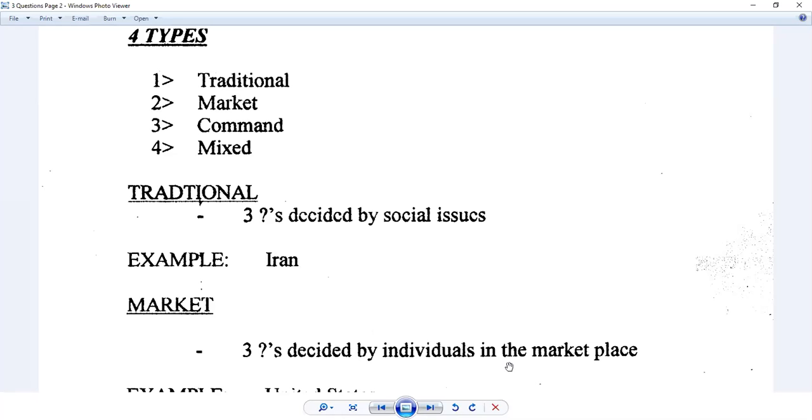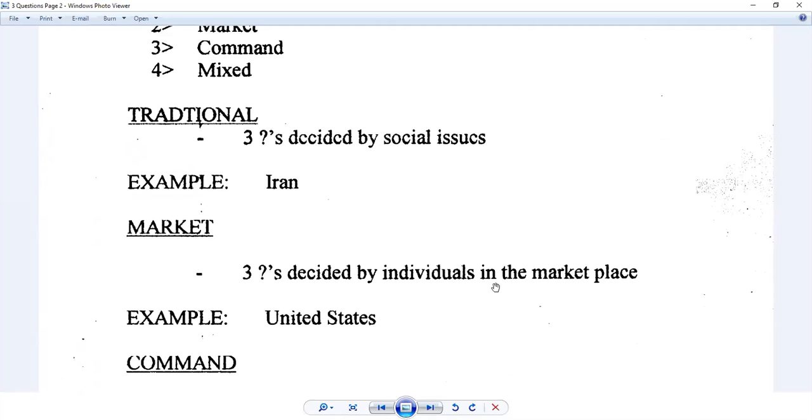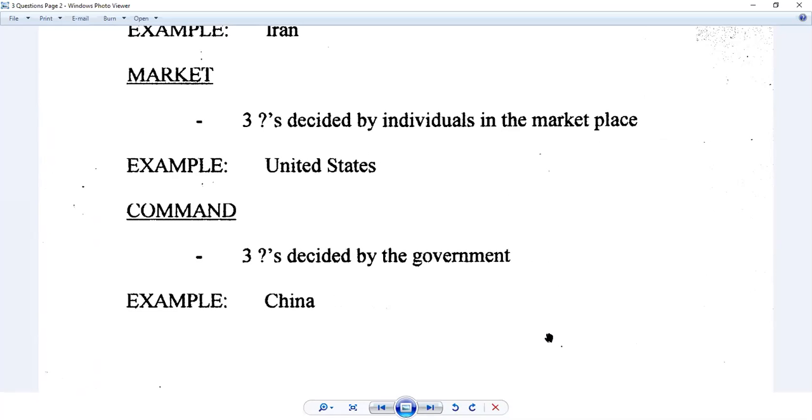So when we look at a market economy, something similar to what you find in the United States, Singapore, even the Chinese province of Hong Kong, generally the three questions are decided by individuals in the marketplace. Individuals decide who, what, how, and for whom, basically. In a command or centrally planned economy like China, you're going to have the government make the decisions. The government decides what is going to be made. The government's going to decide everything about that.